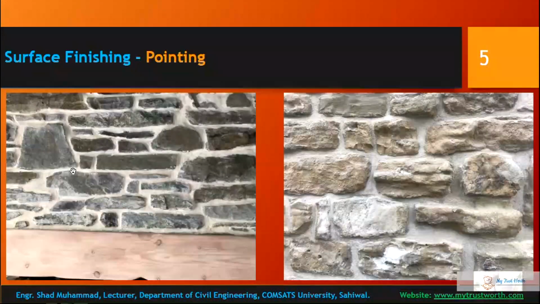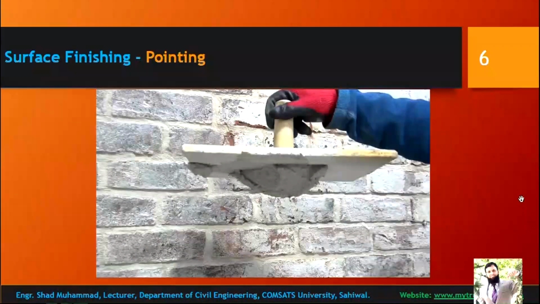All right, you can see stone masonry. The previous was brick masonry, now it is stone masonry. This is not plastering of the stone masonry, it is pointing. Just look at it. You can see that an excessive amount of mortar is used in bonding the stone masonry due to the irregular shape of the stones. All right, here he is using a tool to achieve his pointing effect.